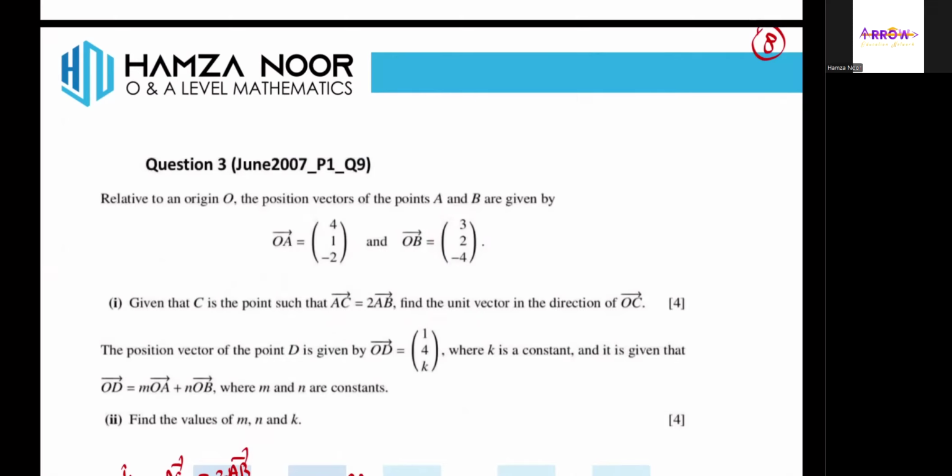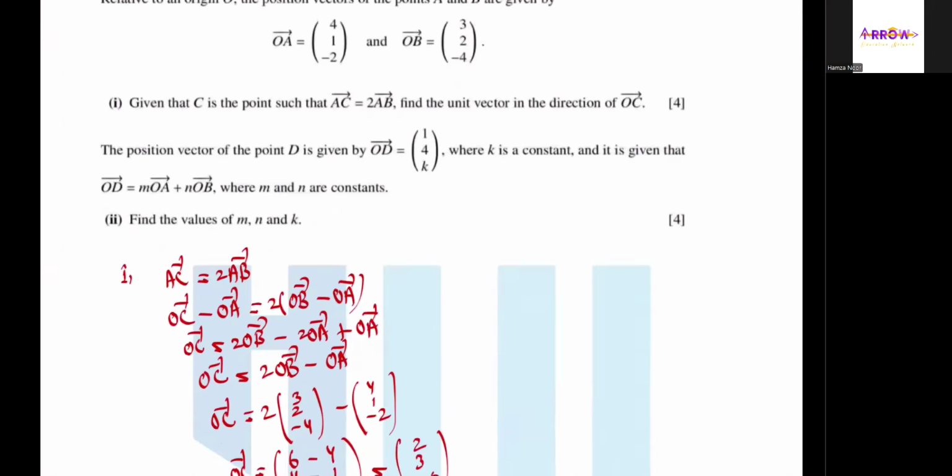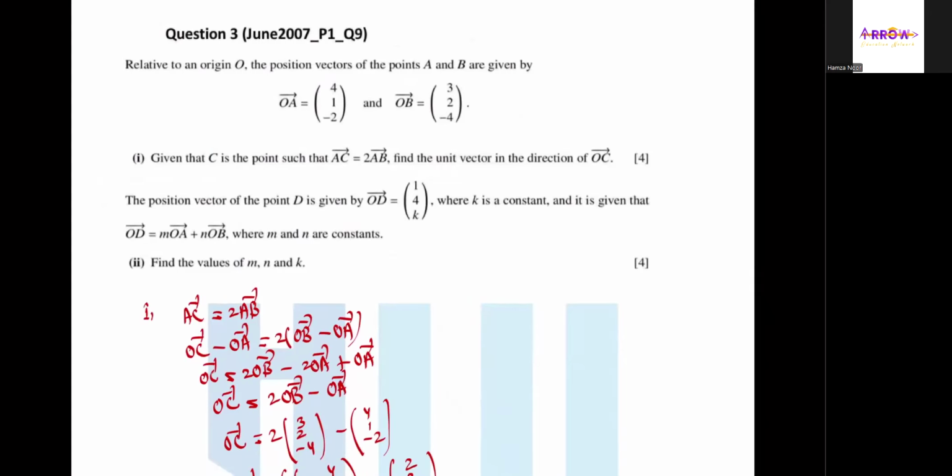As we solved part 2 of the previous question, exactly in the same way we are going to attempt part 1 of this particular question. So first of all, we have AC is equal to 2 times AB. In the very first step, I'm going to use the subtraction law of vectors.